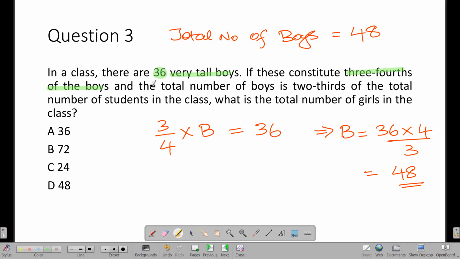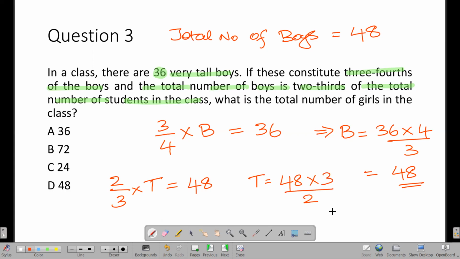It is given that the total number of boys, this 48, is 2/3 of the total number of students in the class. Got it? So we can do the question like this: 2/3 times the total number of students is equal to 48. So from this, I can get the total number of students in that class equal to 48 times 3/2, and that is equal to 72. So you got the total number of students in that class, that is equal to 72.